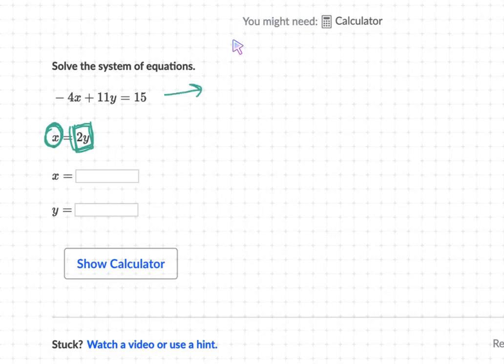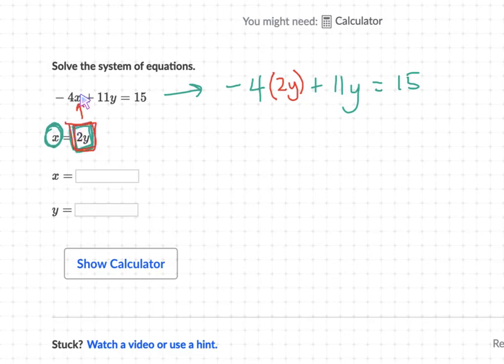This one is the other equation. So what are we doing? Instead of negative 4 times x plus 11y equals 15, we're basically going to sub out this x. And instead of negative 4 times x, we're going to put negative 4 times 2y. So if you saw what we did there, we took out that x and we put in 2y instead. We're saying x, you're coming out. Instead, we're subbing in 2y.